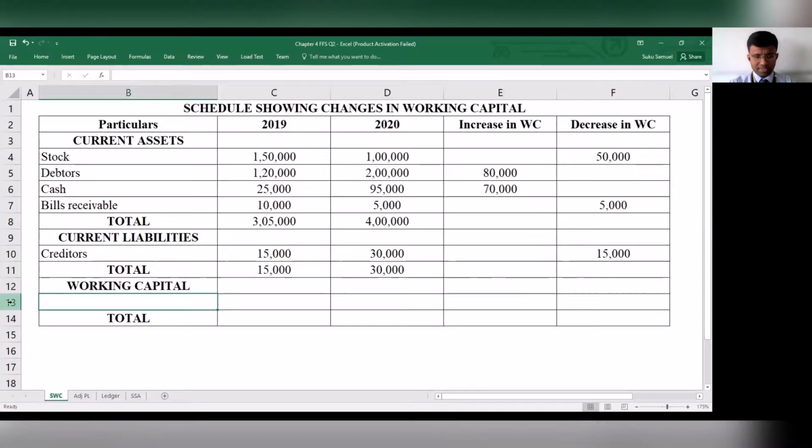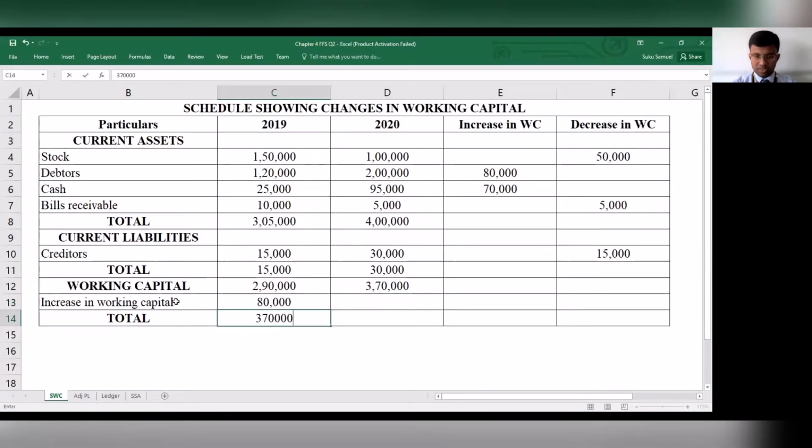Now, next step is that we have to calculate the changes in working capital. So what change does it have? Current asset minus current liability, here it's 2,90,000, and then here it is 4 lakh minus 30,000, which is 3,70,000. Okay, so now what impact does it have? There is an increase in working capital. So increase in working capital is by how much? Increase in working capital is by 80,000.